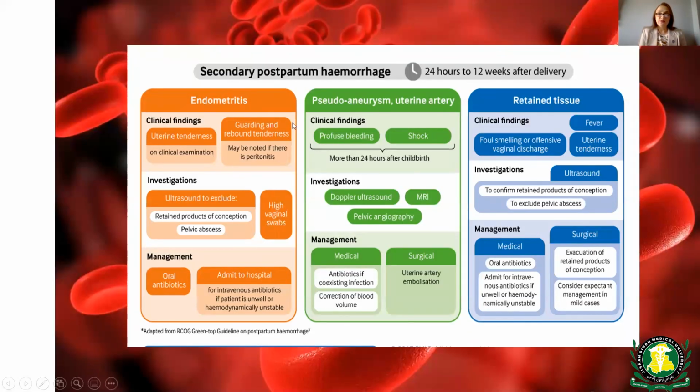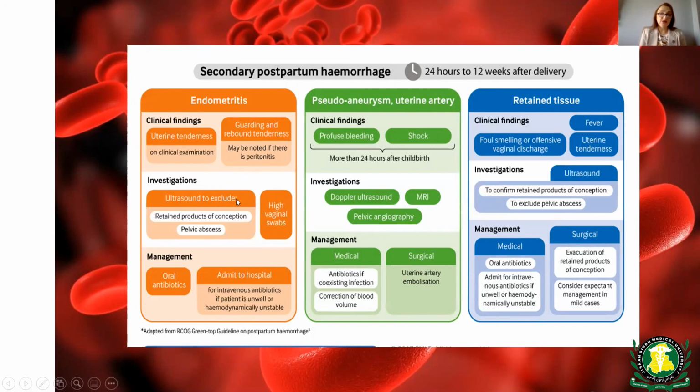Now, let's talk about secondary postpartum hemorrhage, which occurs from 24 hours to up to 12 weeks after delivery. The commonest reason is endometritis or infection. The patient could present with uterine tenderness. She could present with guarding and rebound tenderness. She could come in with fever, foul-smelling vaginal discharge.